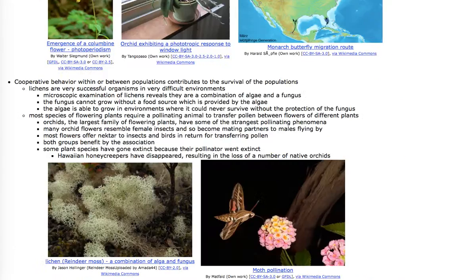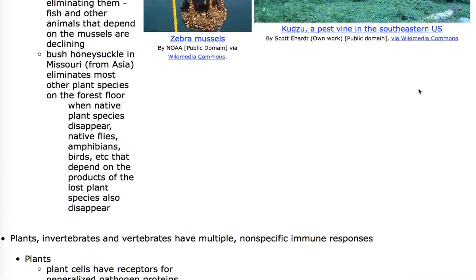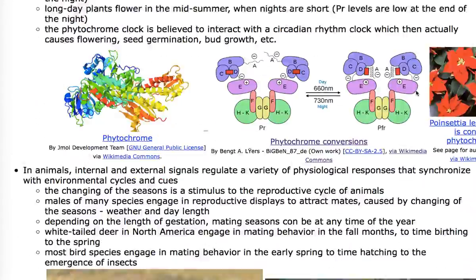Up here we go again. And once again, we're in the wrong spot. So let's see if we can find our spot.